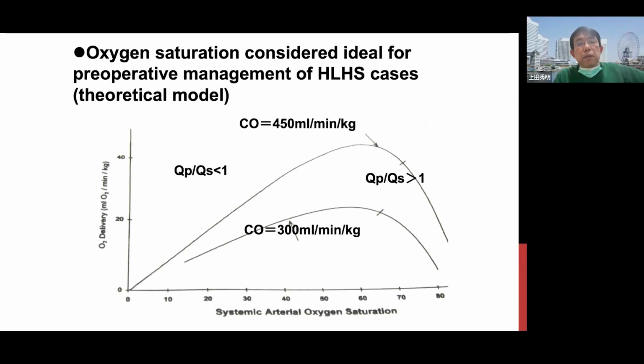This is a very famous theoretical model of HLHS, which shows that if the QpQs is around one, and if the saturation goes near to 90 percent, the O2 delivery will drop dramatically to a very dangerous area. But if the saturation goes to maybe 60 or 70, the O2 delivery will go to the maximum, which means that the body will be in a good status.